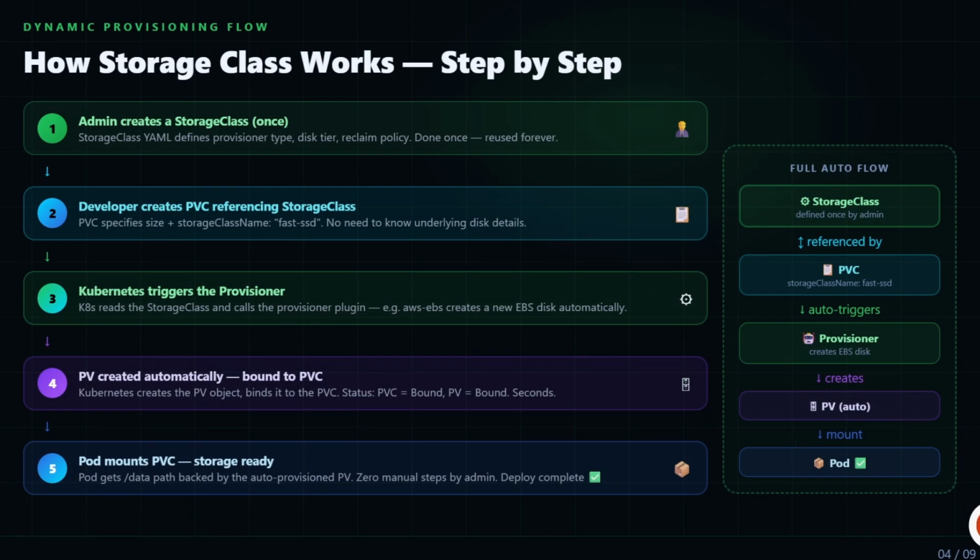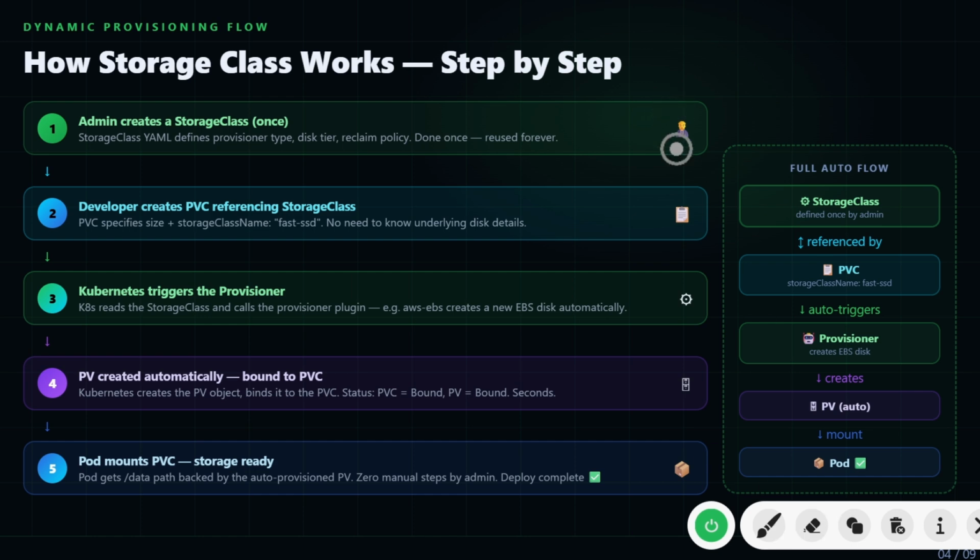Now let us understand how the storage class works, a step by step flow. First of all, admin will create a storage class once. It is a one time activity, no further intervention is required. Here a storage class YAML is going to define a provisioner type and what the disk type is. I just showed one example, right? It's the same, and that will be reused forever.